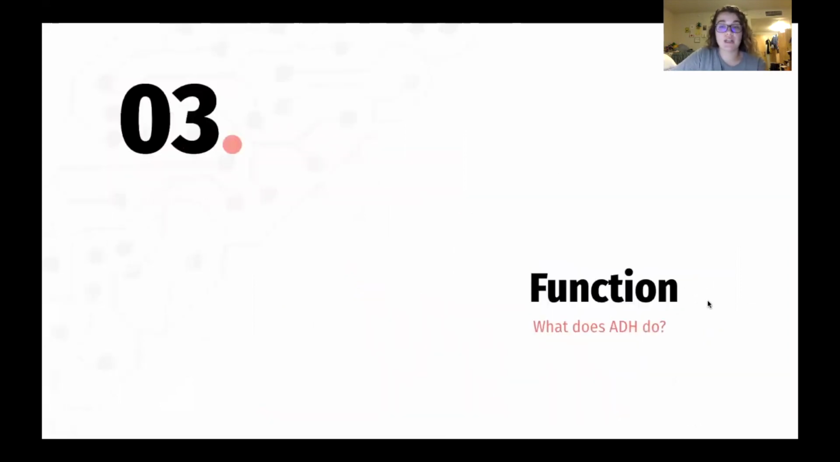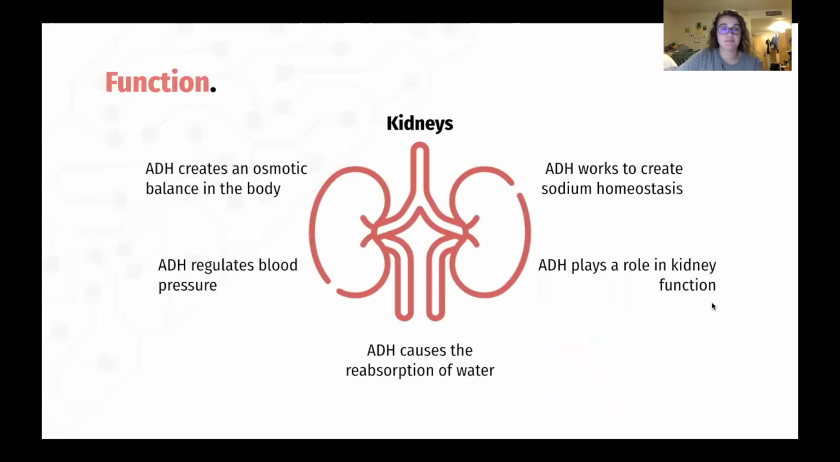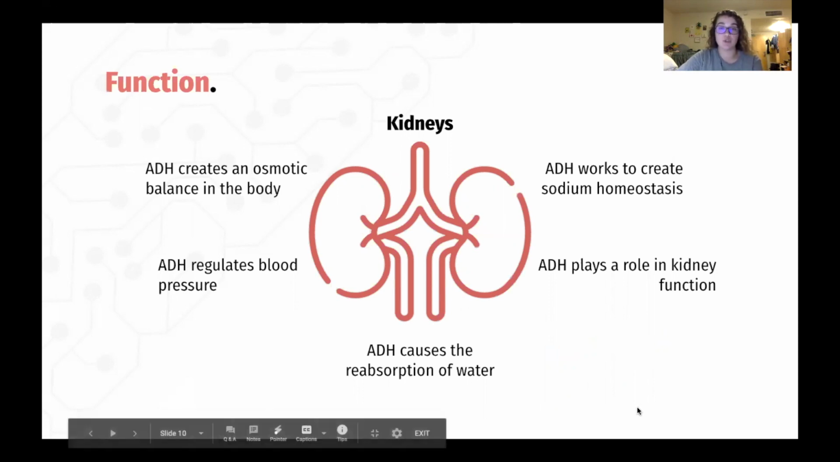So function, what does ADH do? This particular function of ADH plays a very significant role in kidney function. Specific to kidneys, it causes further reabsorption of water. To go more into detail, ADH typically binds to receptors on cells in the collecting ducts of the kidney, and that promotes reabsorption of the water back into circulation via the kidney to be used throughout the body.